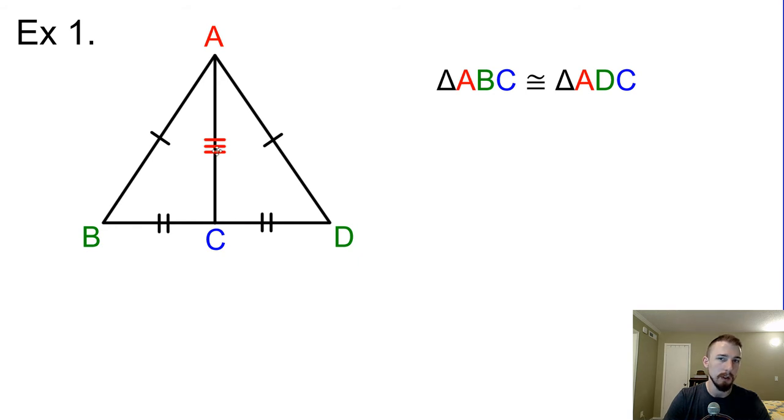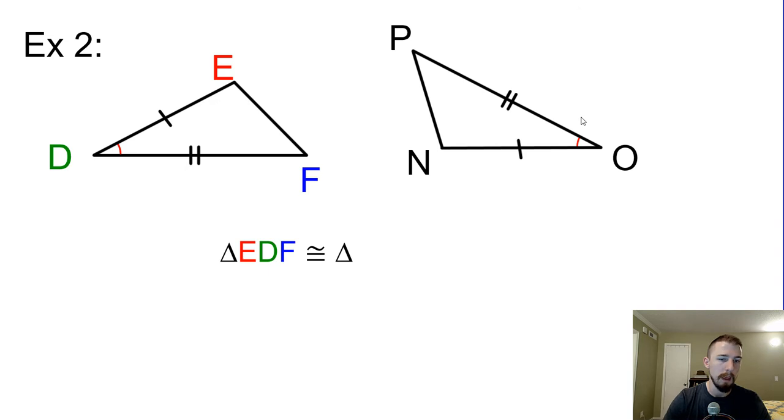Now there's other ways you could do it. We could do ACB and ACD. We could also do CAB and CAD, etc., etc. Just as long as you match up the red with the red, the green with the green, the blue with the blue, right? All the corresponding angles and sides and parts all have to be matching up like we did yesterday. All right, here we have this triangle here and this triangle over here.